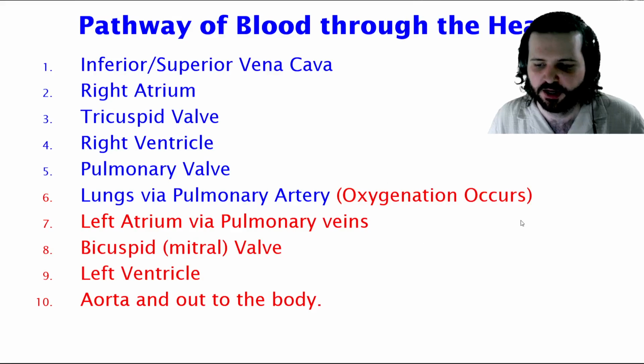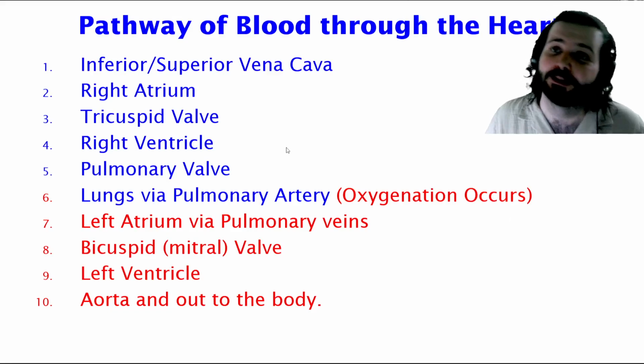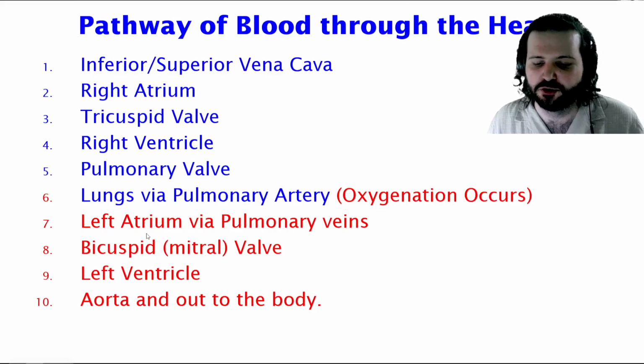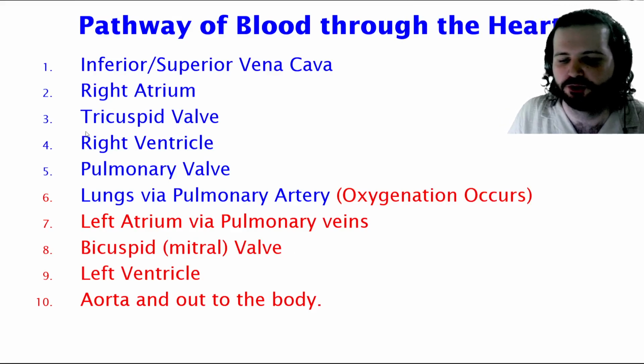So in the lungs, that's where the oxygenation occurs. It will then come back to the left side of the heart, into the left atrium, through the pulmonary veins. It goes through the bicuspid valve. It's also known as the mitral valve, but it helps me to remember that tricuspid becomes before bicuspid, because you should try something before you buy something.